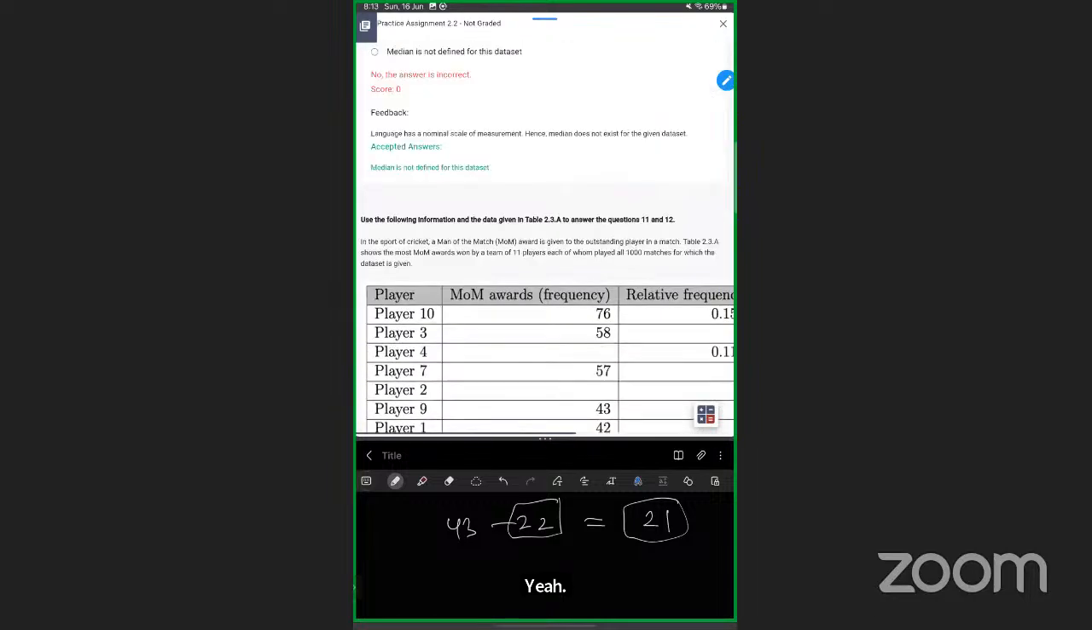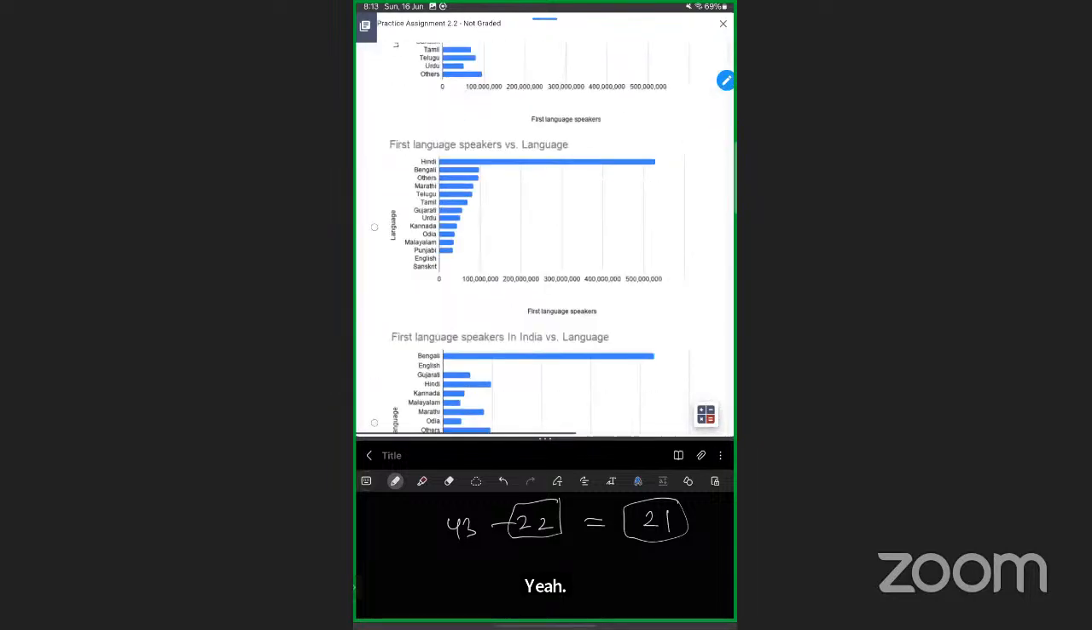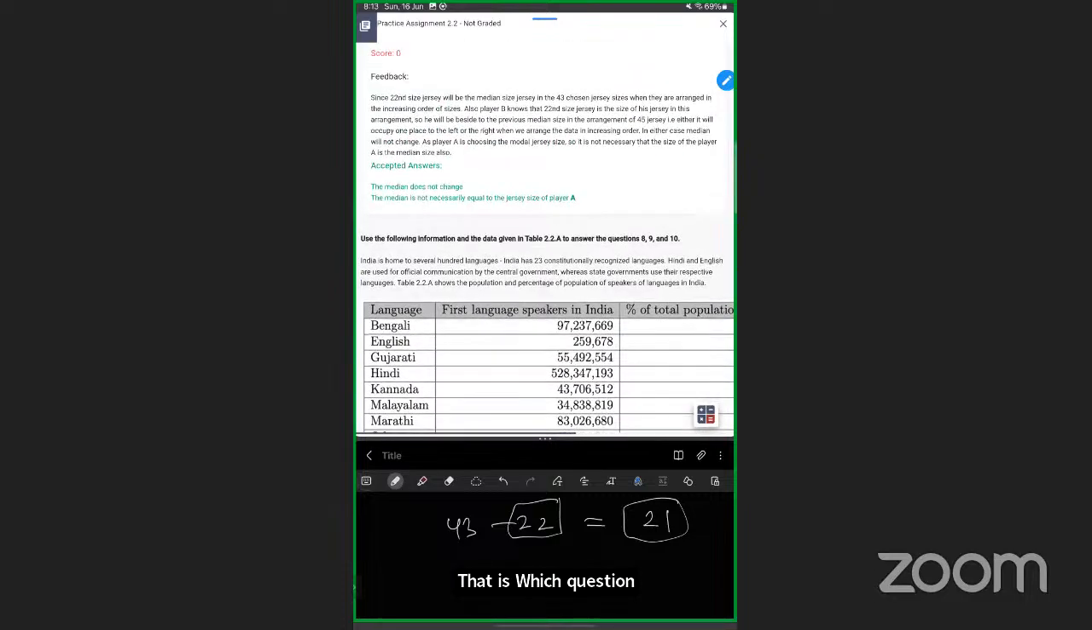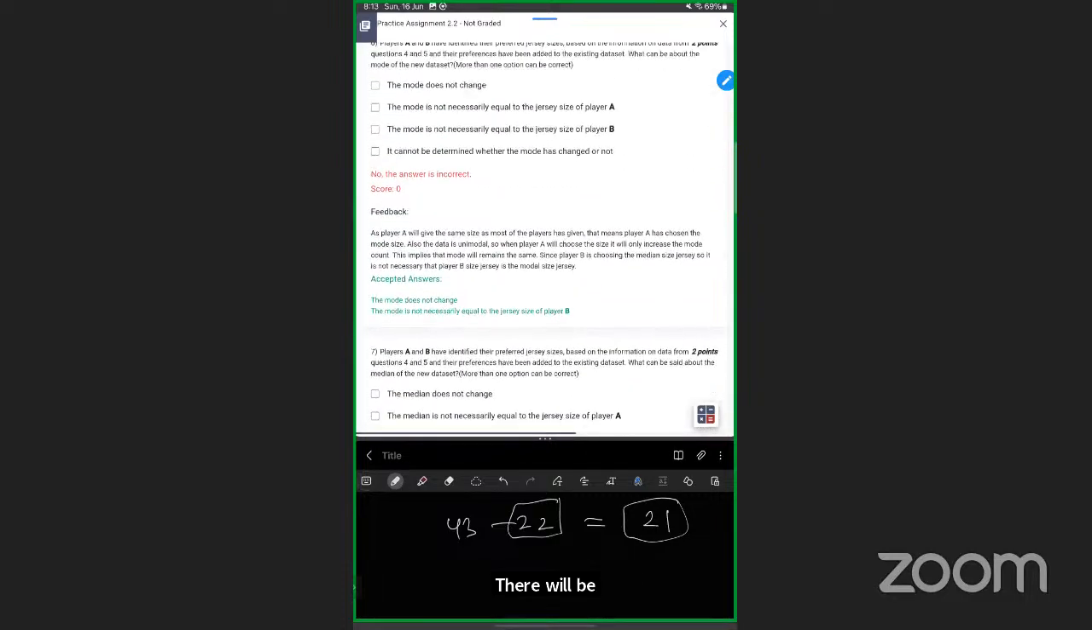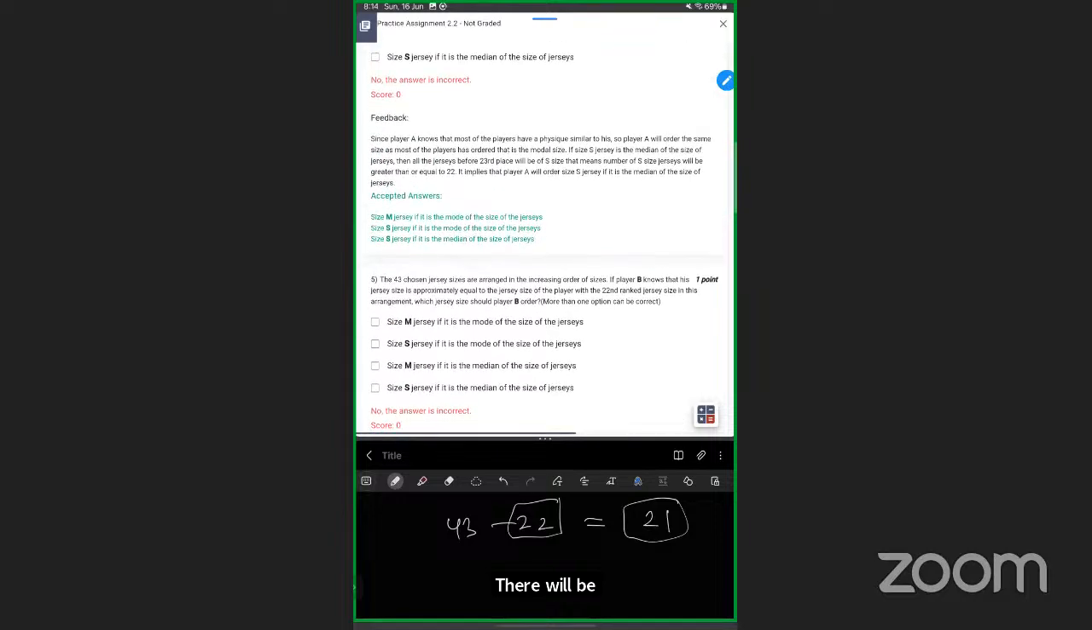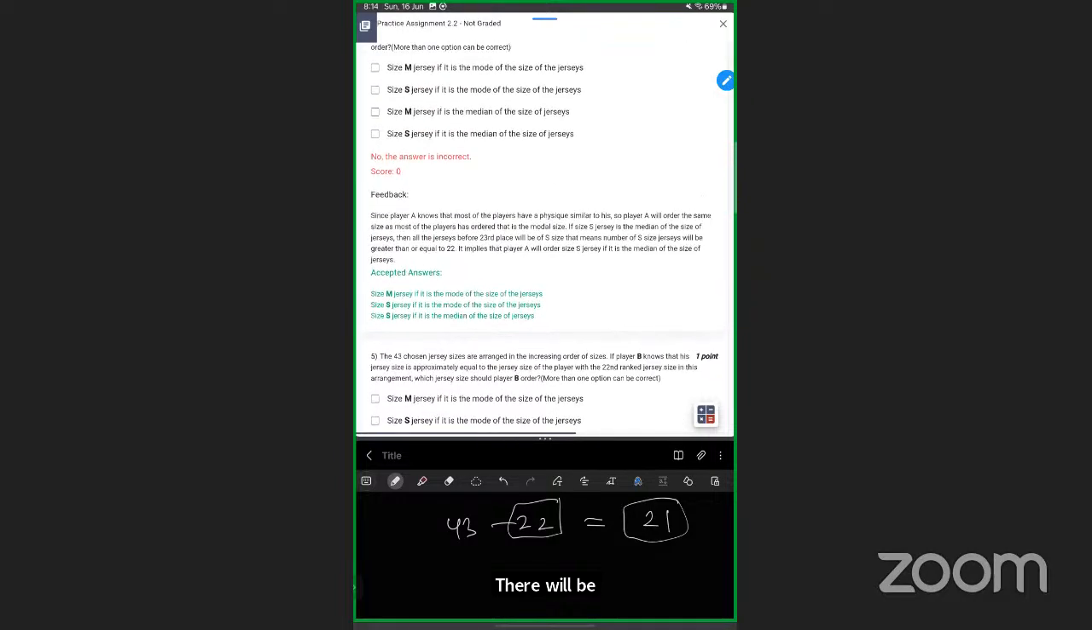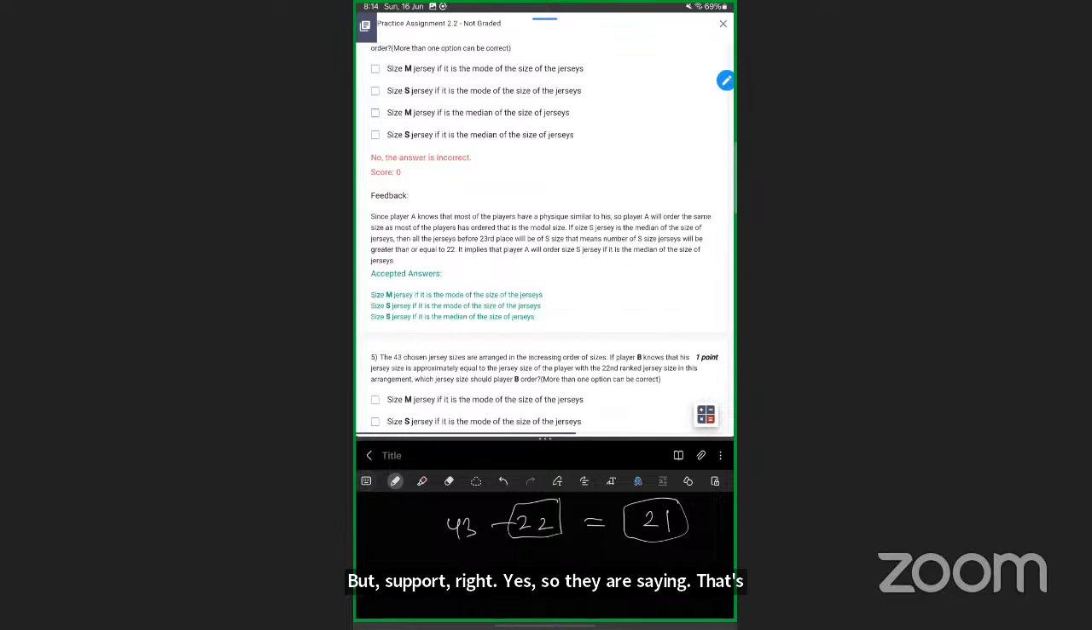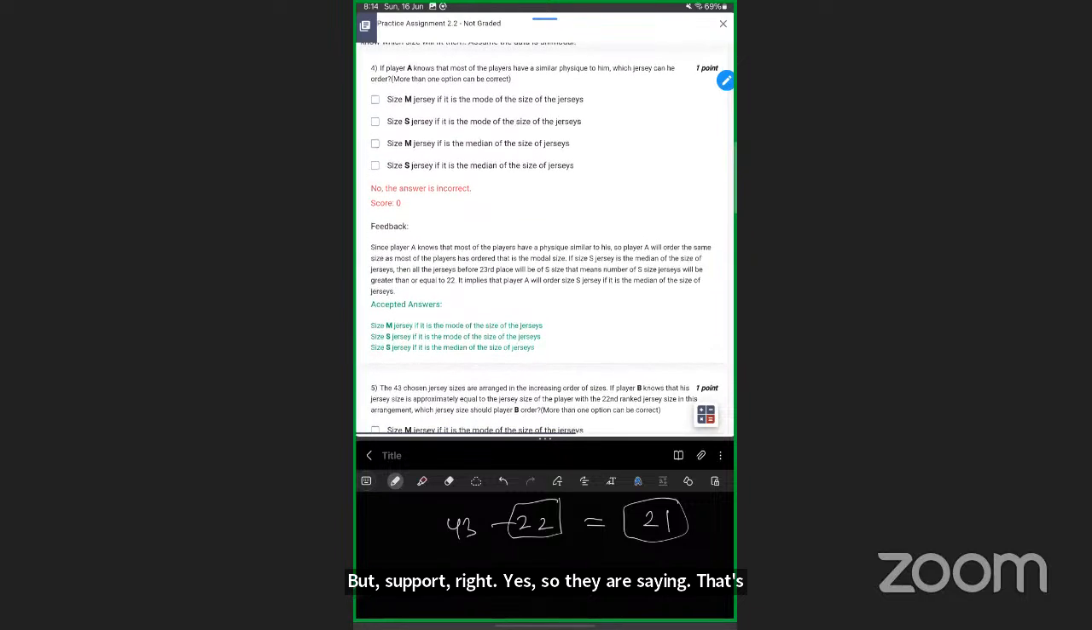Which question? Fourth. Where is it? Fourth one, right? Yes. So they are saying S jersey if it is the median of size of jerseys. It is true. But then M also can be size M jersey if it's the median of size of jerseys.